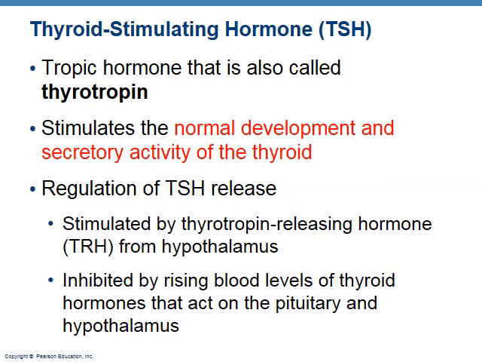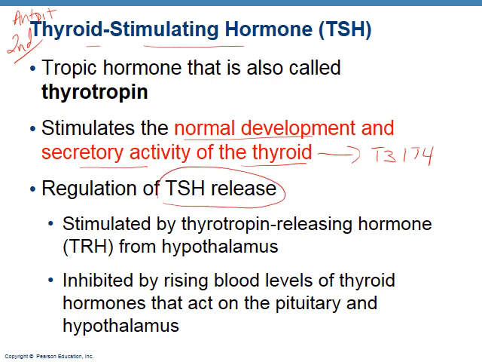So now we're moving on to the second one, second anterior pituitary hormone. This is thyroid stimulating hormone. So this is going to stimulate the normal development and secretory activity of the thyroid. It's going to make the thyroid release its hormones, which are T3 and T4.